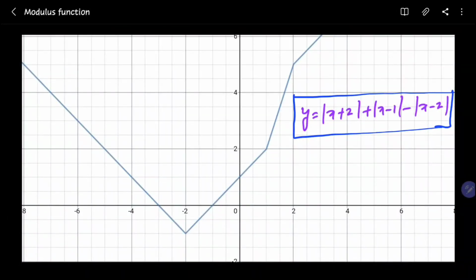I am giving you a similar problem for your exercise. In the next video, we are going to see the behavior of a quadratic graph when modulus functions are applied.